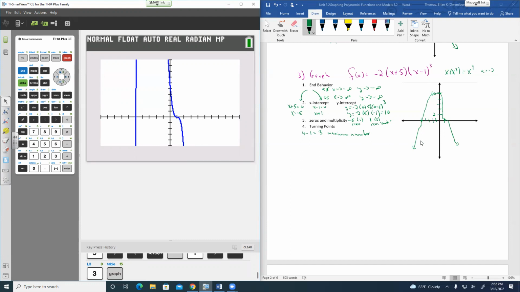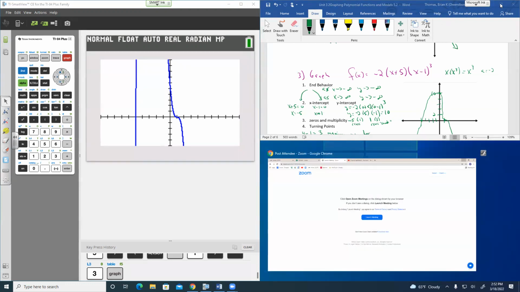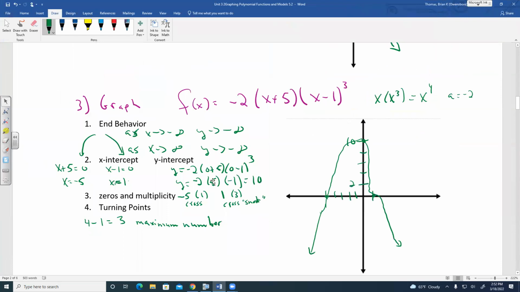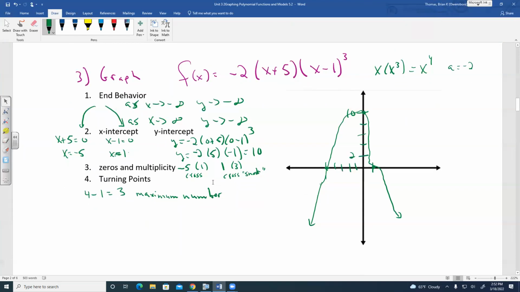As far as turning points go, it really just has 1 turning point somewhere up there. It turns this 1 time, and that's about it. So it just has that 1 maximum there. So again, it doesn't have to turn all 3 times. That's just the most number of times it can turn.